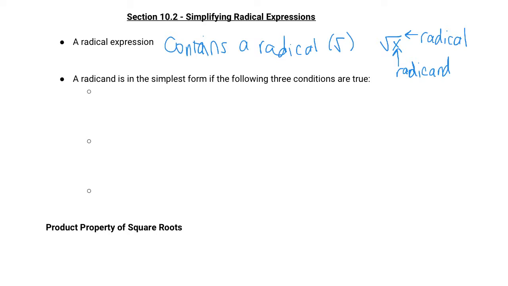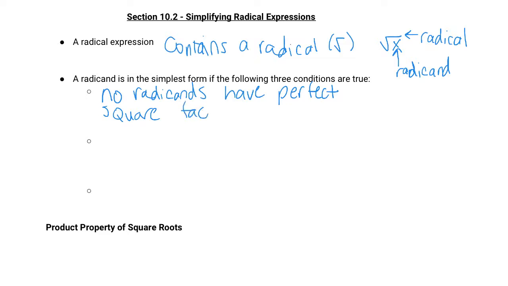Okay, radical, radicand. A radicand is in simplest form if the following conditions are true. Number 1: no radicands have perfect square factors other than 1. That pretty much means you can't divide your radicand by a perfect square that's more than 1.